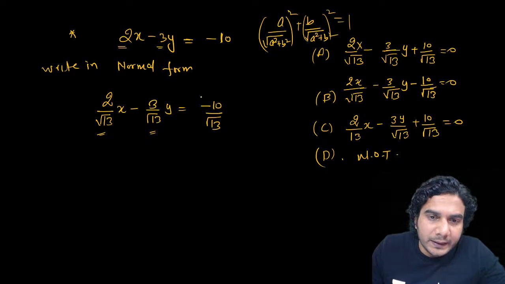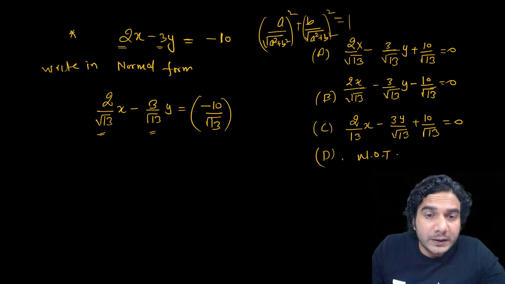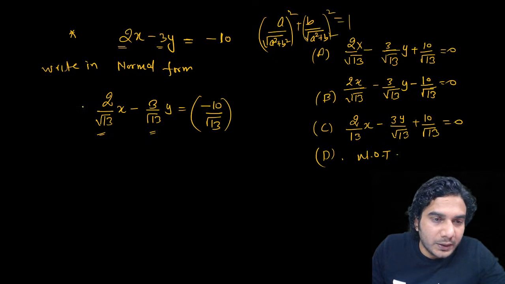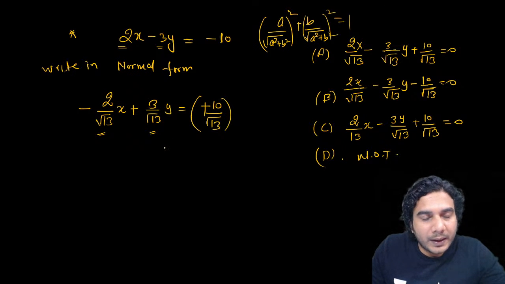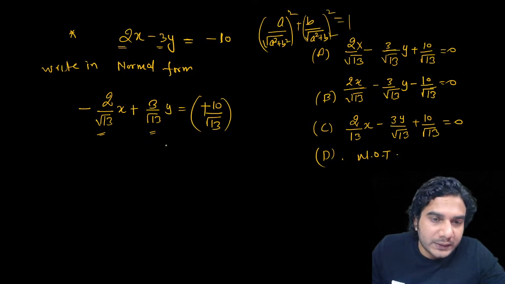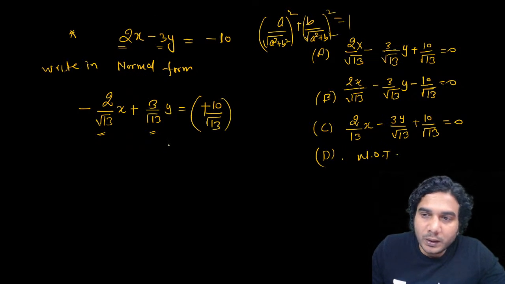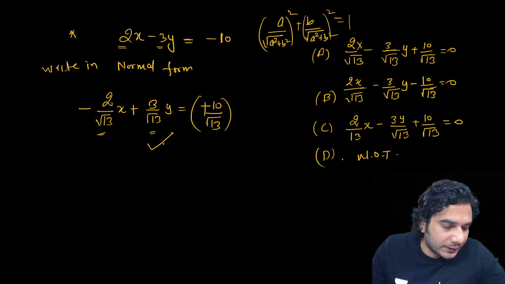Now second thing is, after dividing by under root of a square plus b square, make the right hand side number positive. This is the normal, the length of the normal, okay? So this number should be positive, that means you need to divide by minus. So now it is minus, then it is plus, and that is plus. So this is the answer, okay? Minus 2 by root 13 x plus 3 by root 13 y is equal to 10 by root 13. Got it? This is the right answer. So it's none of these.